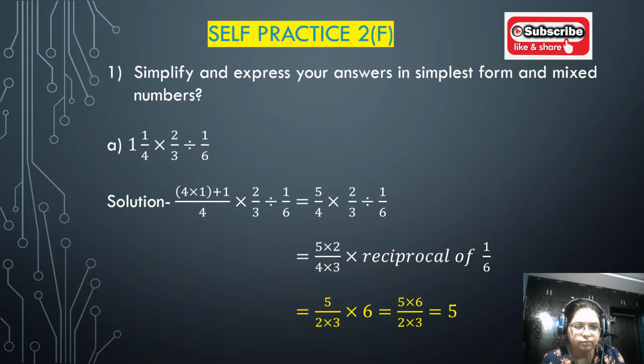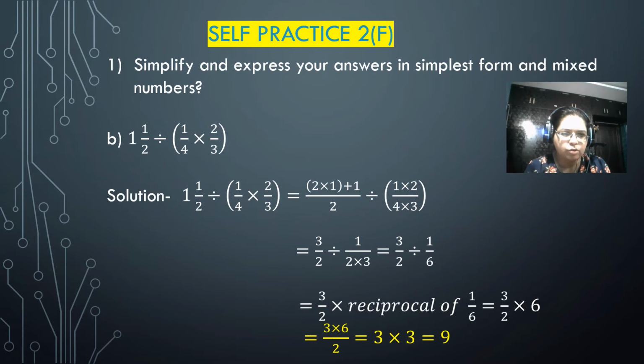Now we solve question number second bit B. 1 1/2, division of 1/4 multiplied with 2/3, that is inside the bracket. First we convert this mixed fraction into an improper fraction.